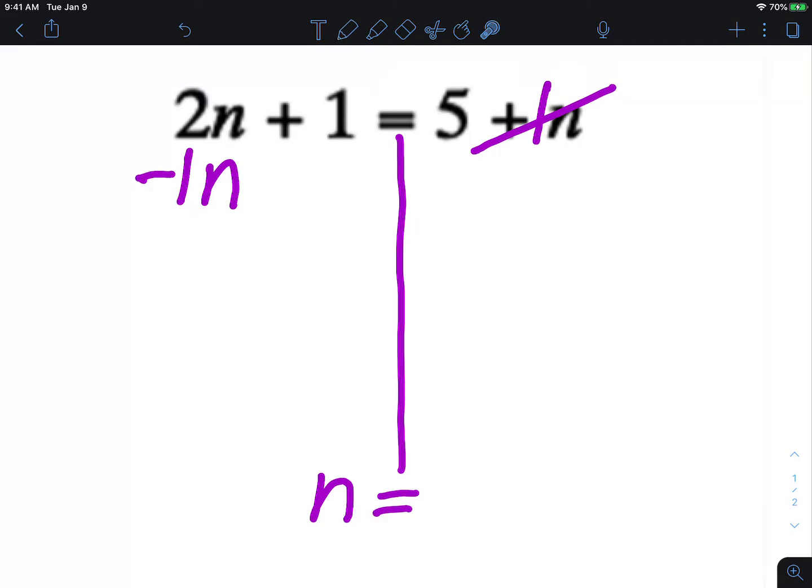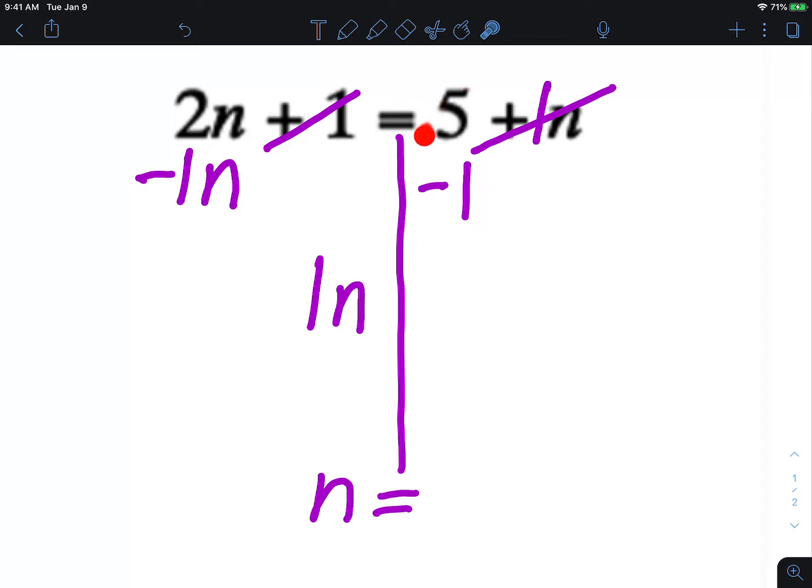So if my n's are on this side, then my numbers are going to be on this side. So I want to move this one over here this way. So I'm going to cross out plus 1, and I'm going to say minus 1 here on this side. So I'm going to take care of my n's first. 2n take away 1n is 1n. And it's a positive 1 because 2 is positive and 2 is bigger. Right?